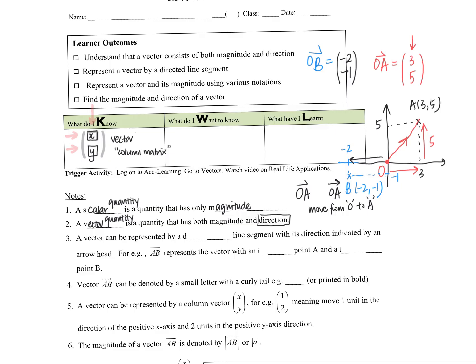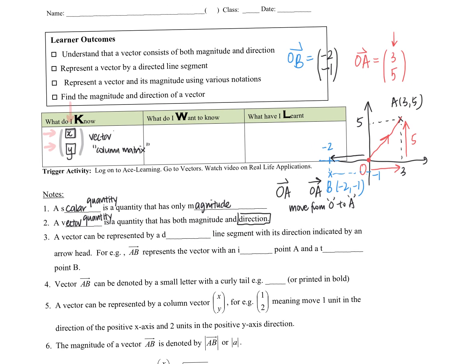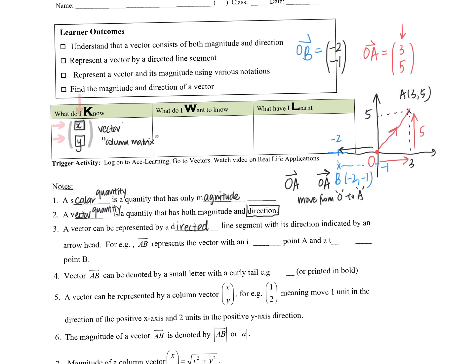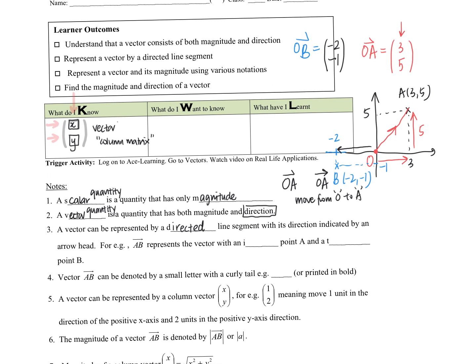The direction is very important. A vector can be represented by a directed line segment with its direction indicated by an arrowhead. So arrow AB represents the vector with an initial point A, and a terminal, or we can say final, point B.